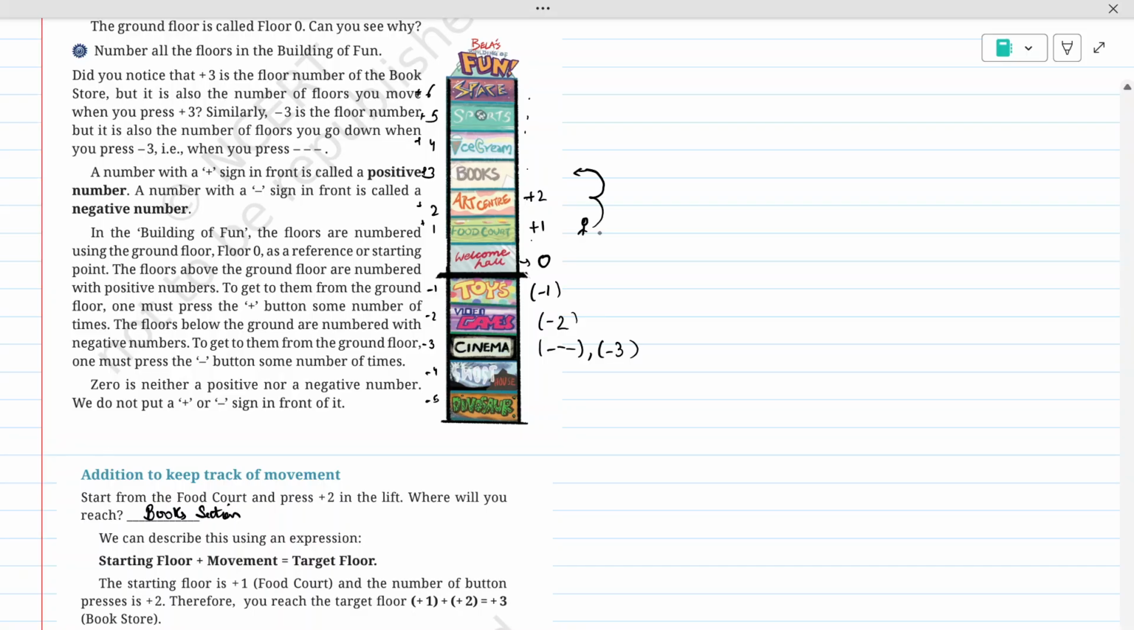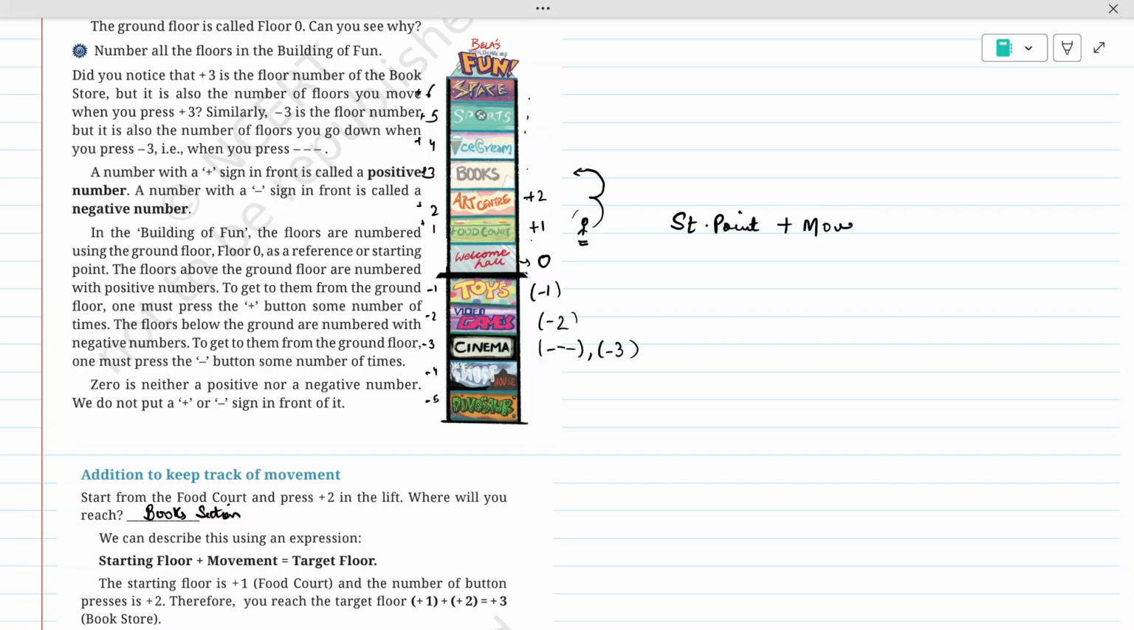Correct? Now, we can describe this movement as an expression. What is that? This is my starting point. I was already standing on the food court. I'm starting from the food court. So this is my starting point. And then from the starting point, I am moving 2 floors up. Okay. So this is my movement.